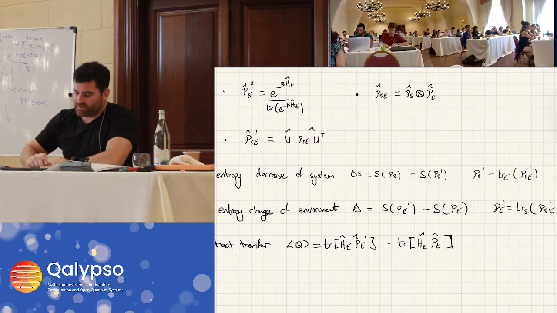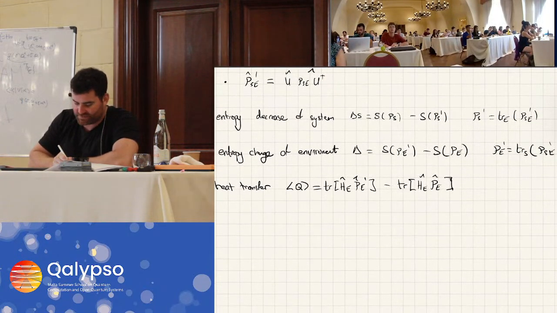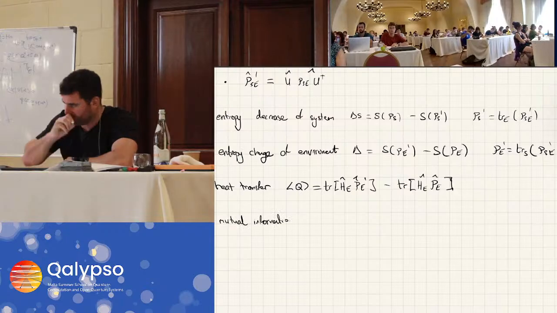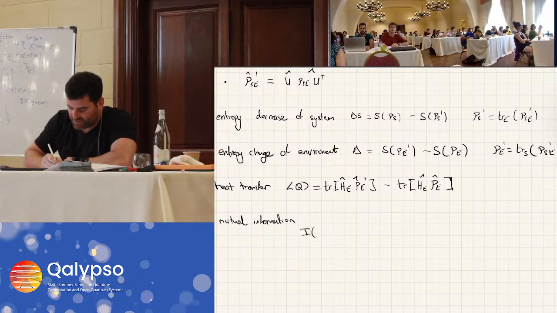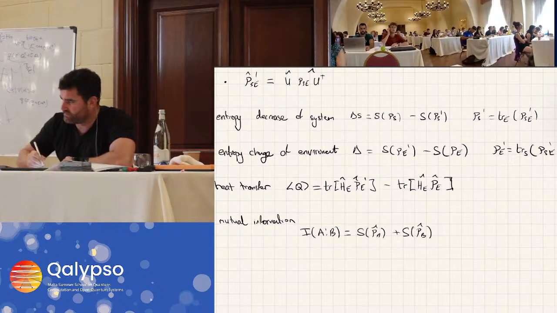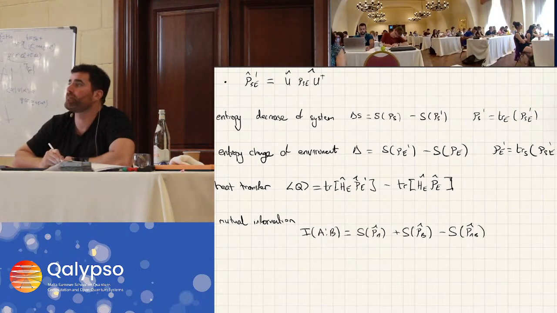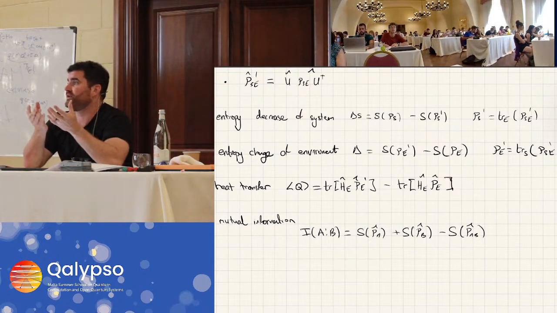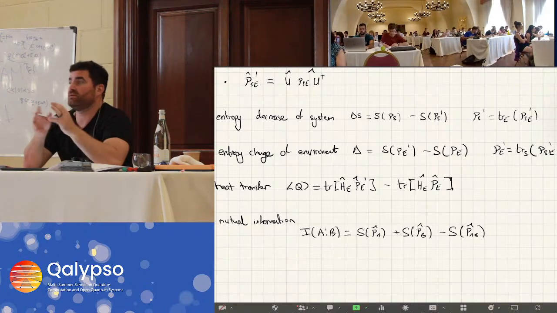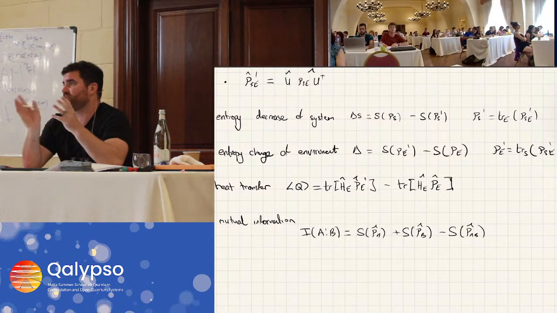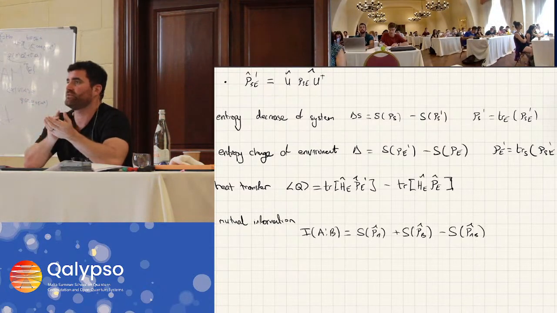The other object that we'll need, and I guess you've all heard about it, is the mutual information. So the mutual information between A and B, generally speaking, is given by the von Neumann entropy of A plus S of rho B minus S of rho AB, okay? So what does this quantify? The mutual information measures the correlations between A and B, both classical and quantum, okay? It doesn't differentiate between entanglement or anything, just the total correlations in this bipartite system.